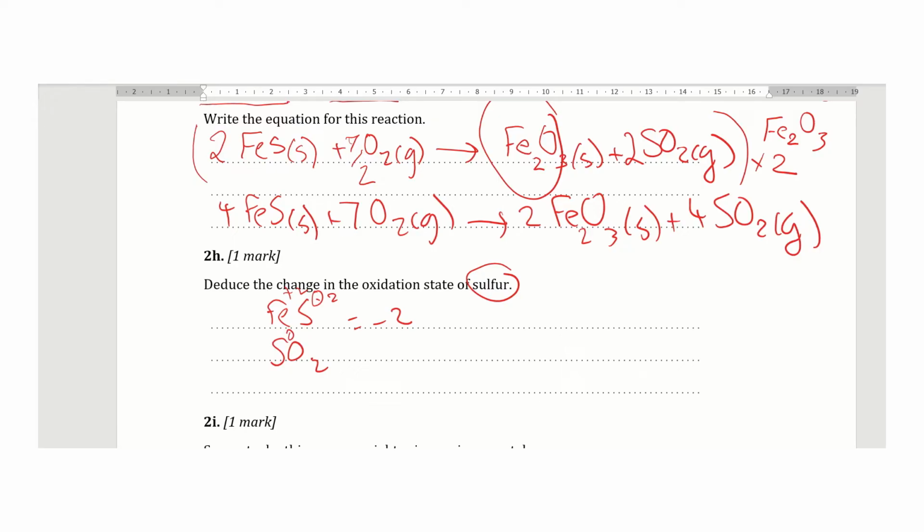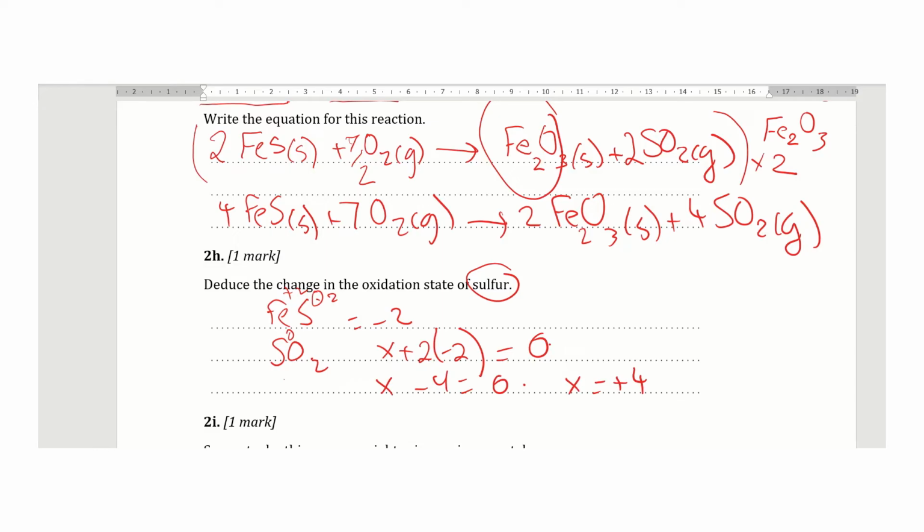So let's assume that the oxidation state of sulfur is unknown, so we'll make it equal to X, plus I have 2 oxygen atoms, which is -2 each, okay? And the overall charge for the molecule is 0. So then X minus 4 is equal to 0. So then the oxidation state of sulfur in sulfur dioxide is going to be +4.